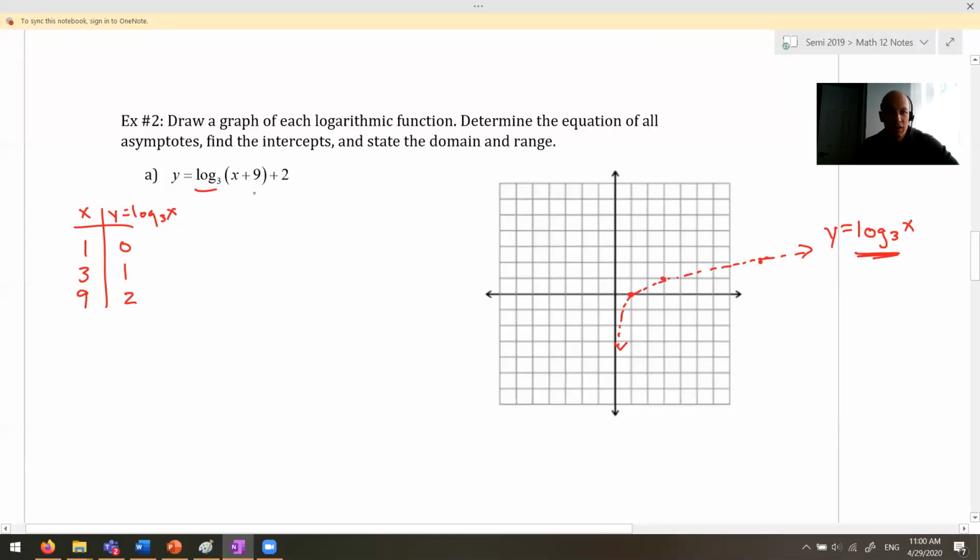And then we simply have to look at this and ask, what does adding 9 to the argument do? We've seen this enough that we should know it goes 9 to the left, and then this goes 2 up because it's added to the outside of the log. Remember, the function is log, so this whole thing would read like f of x plus 9, and then this little bit at the end is my plus 2.